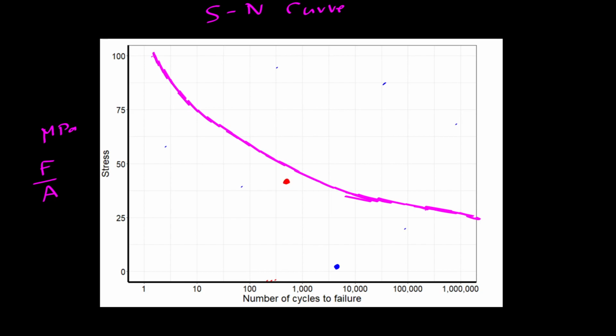The same for plyometric training. Plyometric training might only be 100 loading cycles, but if it's really aggressive box jumps, you might be way up here. And the idea is that if you get too close or on the other side of this curve, which again is the average number of loading cycles until failure at a given amount of mechanical stress, if you end up over here, you are almost certain to be injured.